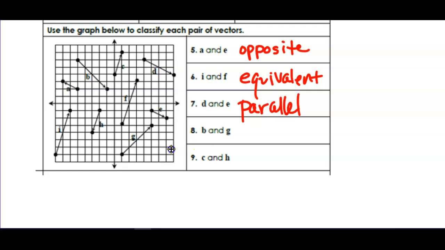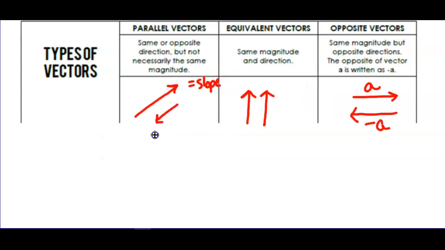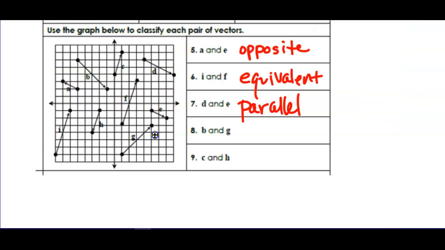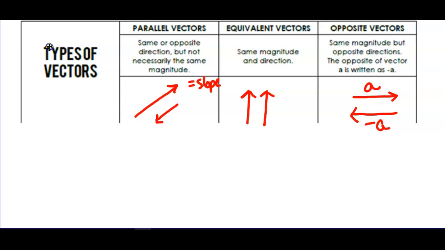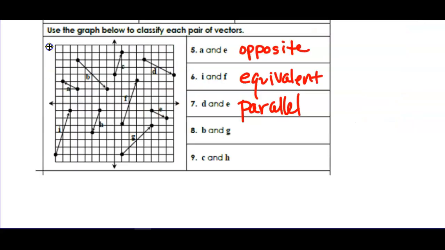B and G, let's see, B went down 1, 2, 3, 4, and 1, 2, 3, 4 over, and G went 1, 2, 3, 4, 1, 2, 3, 4 over. They are the same length, but they're not going the same direction, so they're not called equivalent. Let's see, are they opposite? No, because opposites have to have opposite direction, and these are going at an angle to each other. So these are none.